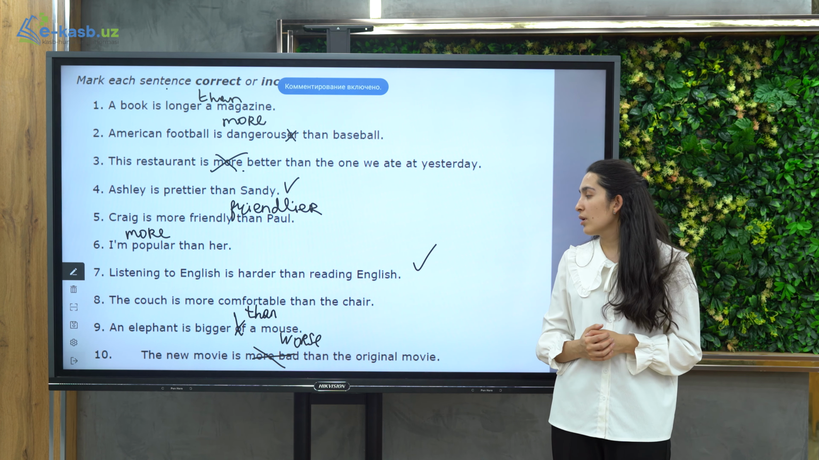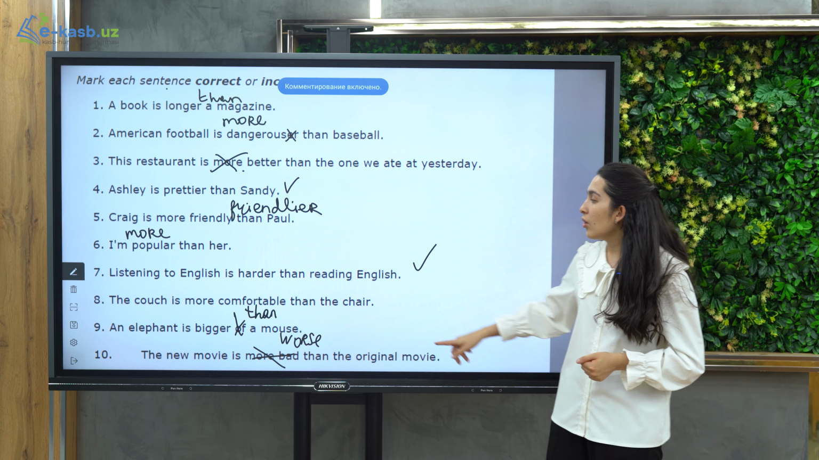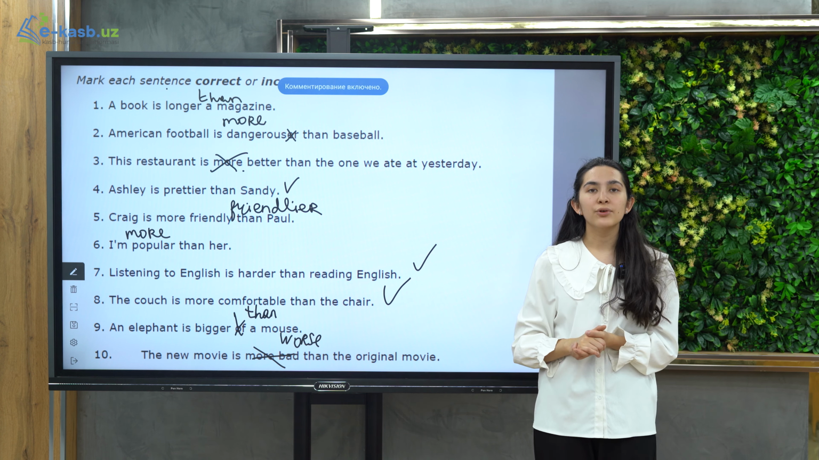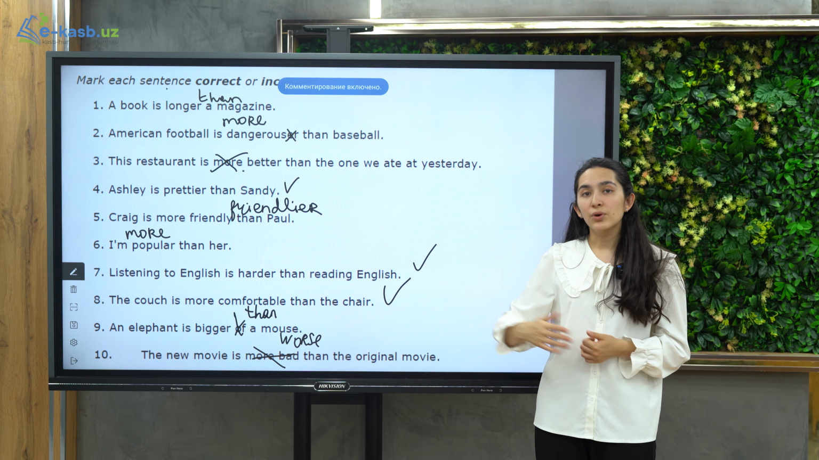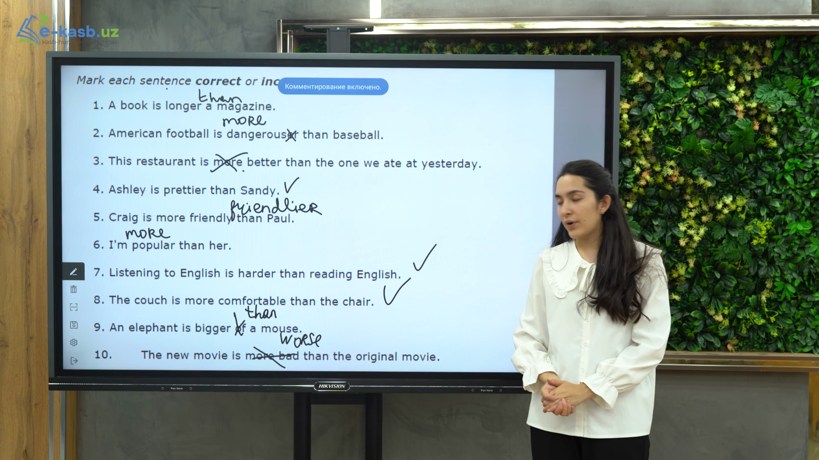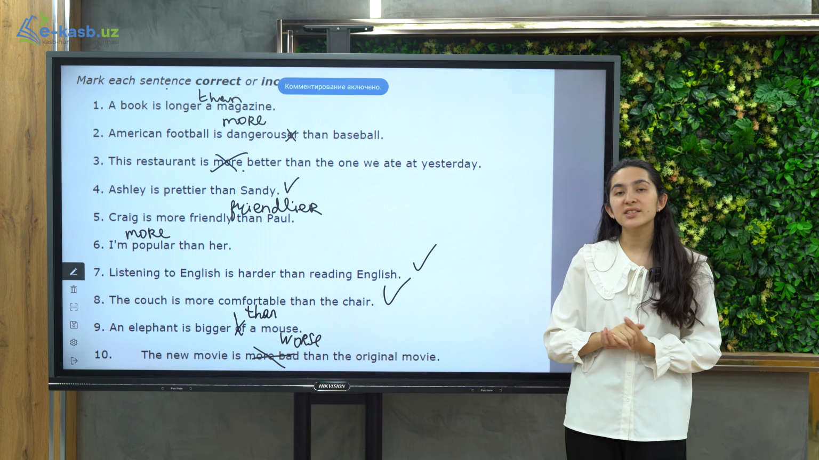The coach is more comfortable than the chair. Coach has 2 meanings. One meaning is the trainer that we have learned, the person who trains sports. And the second meaning is a very comfortable sofa. And it also has a third meaning, this is minibus.